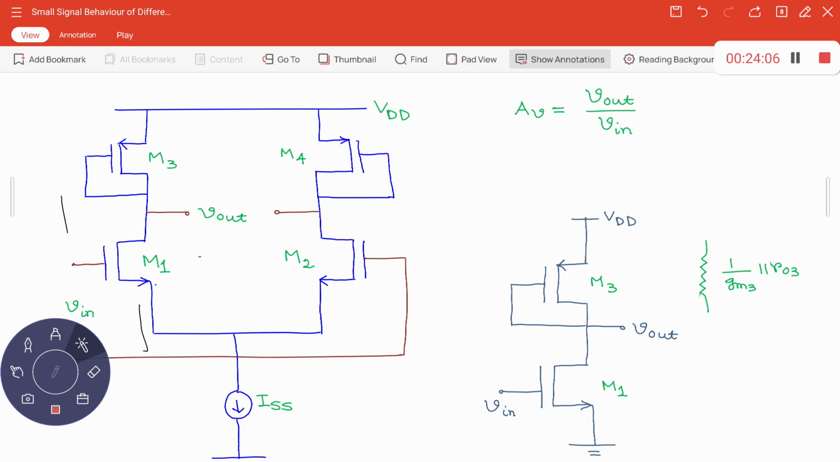Okay, what is the gain? This M3 is represented by 1 upon gm3 parallel ro3. If I consider this ro3 of this particular device, it's 1 upon gm3 parallel ro3. That will be the resistance provided by this direct connected device. And here you have a common source amplifier. What will be the effective overall gain? This is minus gm1 multiplied with 1 upon gm3 parallel ro3. So that will be the expression for the gain.